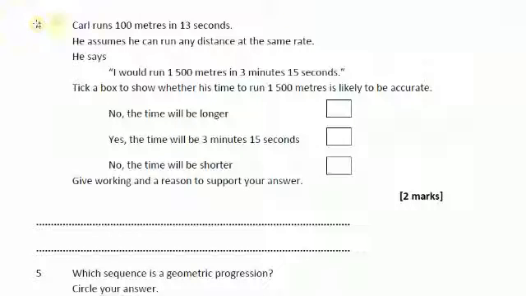So in question 4, Carl runs 100 meters in 13 seconds. He assumes he can run any distance at the same rate. He says, I would run 1500 meters in 3 minutes and 15 seconds. Tick a box to show whether his time to run 1500 meters is likely to be accurate. So we can choose no, the time will be longer, or yes, it will be 3 minutes 15, or no, the time will be shorter, and give working and a reason.